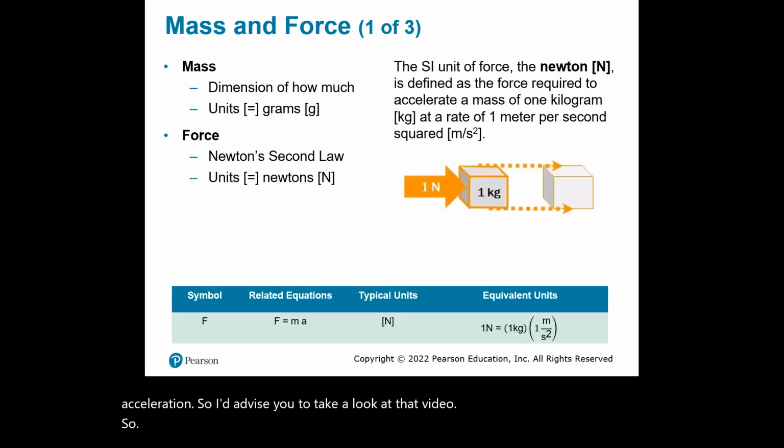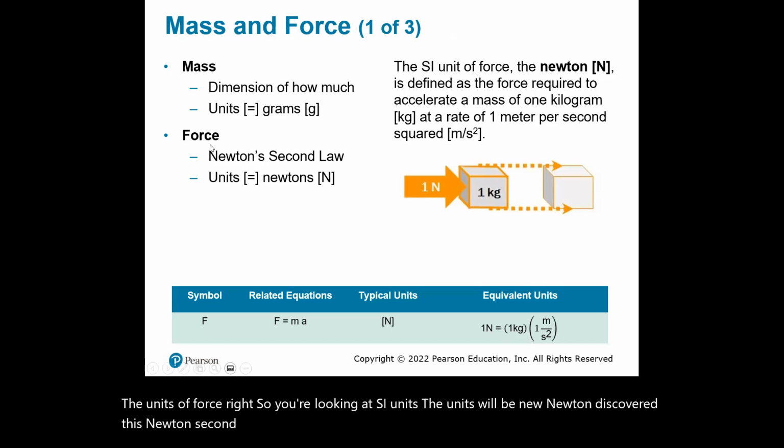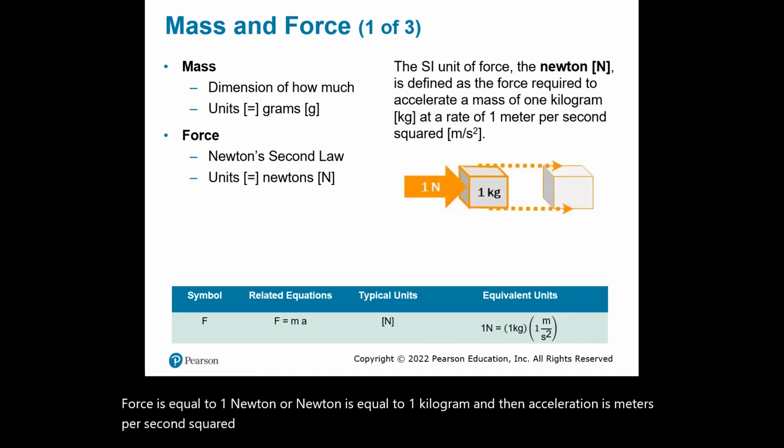So the units of force, right? You're looking at SI units. The unit will be Newton, because Newton discovered this, Newton's second law. And then mass, obviously, is in kilograms. So 1 Newton is equal to 1 kilogram times meters per second squared. So 1 Newton is equal to 1 kilogram meter per second squared.